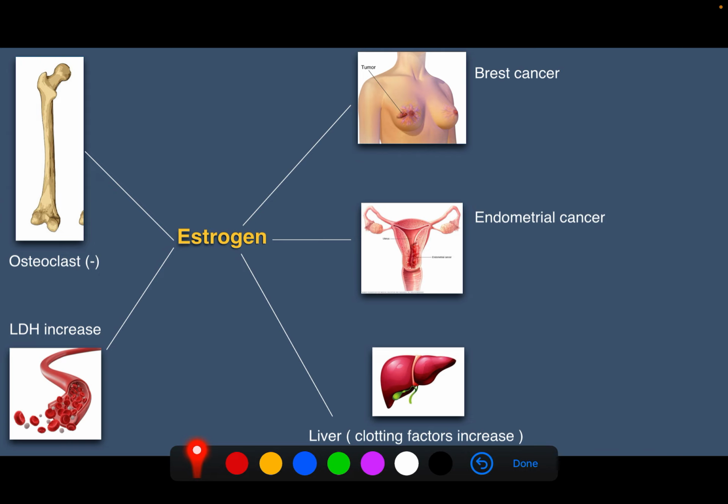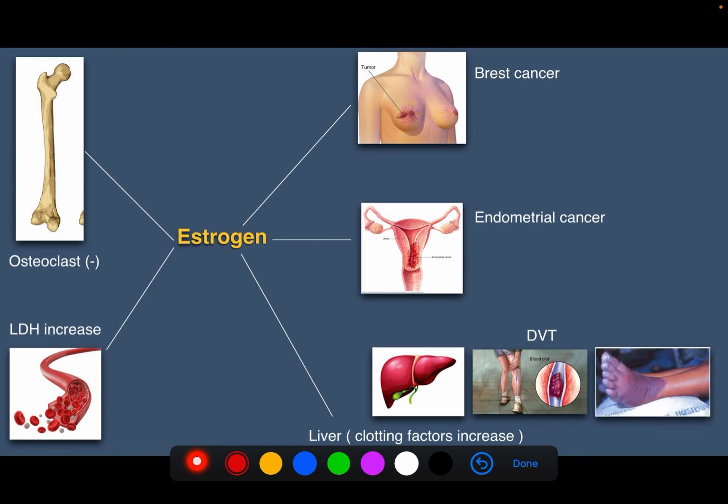So when the clotting factors are increased, there is a risk of clot formation in the veins, and when there is a clot formation, the blood can't reach the peripheries, right? So we'll have gangrene and all, so it's dangerous, right? So this is the bad job of estrogen. These three are the bad jobs: breast cancer, endometrial cancer, and the risk of DVT. This is deep venous thrombosis. You'll study more about it in medicine.